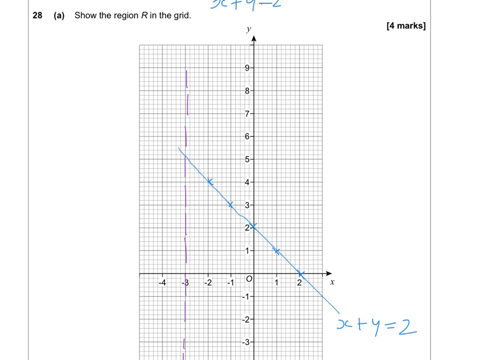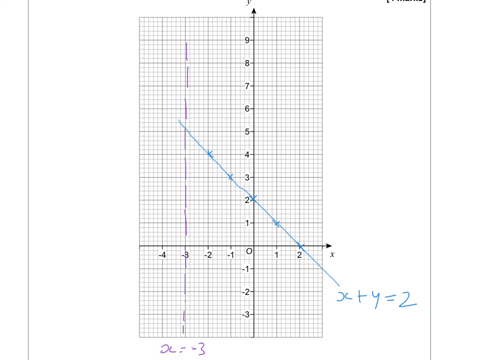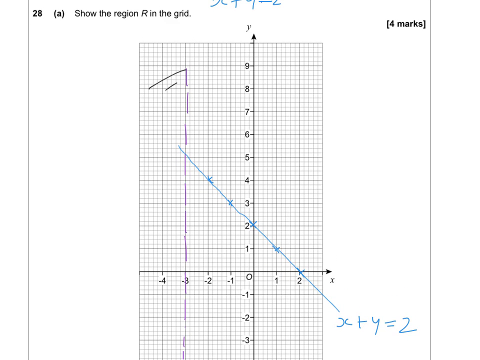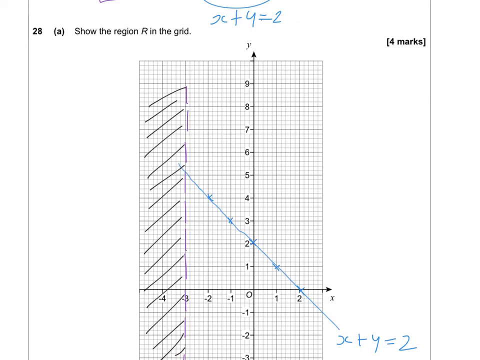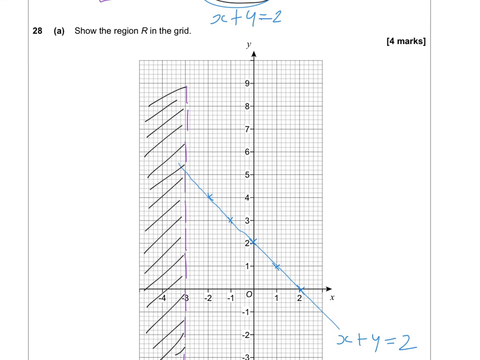Now, we're going to start shading the regions that we are not interested in. So if we look at the first inequality, x is greater than -3, which means we do not want the region to the left of this line. So I'm shading the unwanted region. We also want x plus y to be less than or equal to 2. Now, if we check the point 0, 0 plus 0 is less than 2, which means we want that point, which means we don't want any of the points above the line.